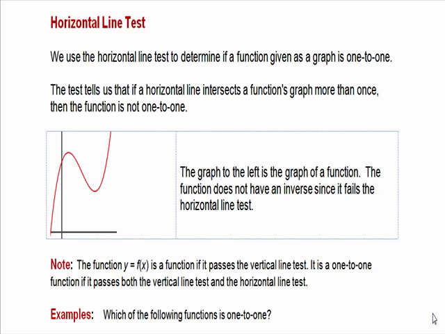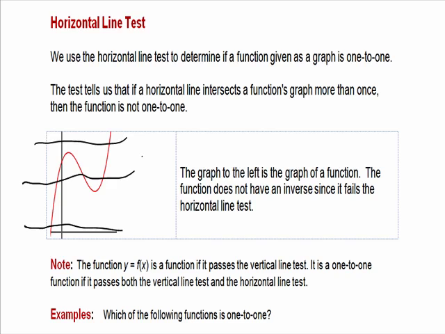This test tells us that if a horizontal line intersects a function's graph more than once at any place, then the function is not one-to-one. So notice if we actually drew a horizontal line and we drew it up here, you might say, well, it looks one-to-one, or if we drew it down here, it might look one-to-one. But notice if I draw a line right through kind of what looks like the middle of my graph, I notice that it doesn't pass through only once.